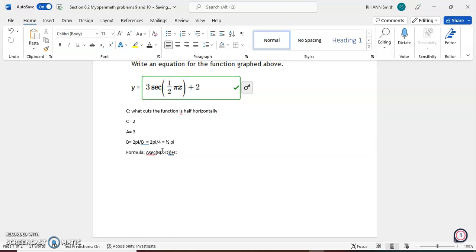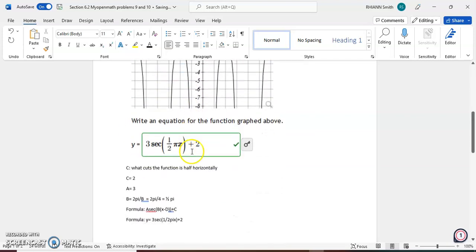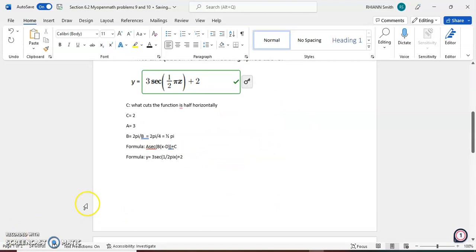And so now that we have all our parts, our formula for this one will be 3 secant 1/2 pi x, because there is no horizontal shift, plus 2. And that is what we have here. Of course, you'll put the y equals, but that's what we have here. Okay, give me 1 second and we will move on to doing number 10.